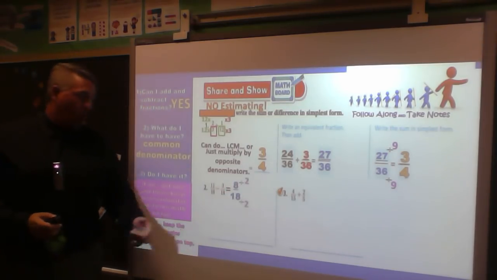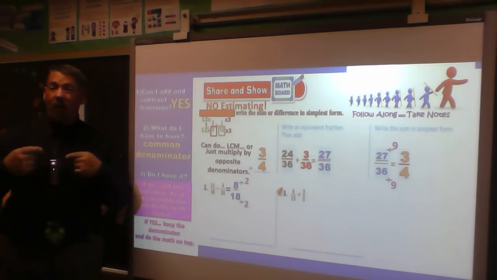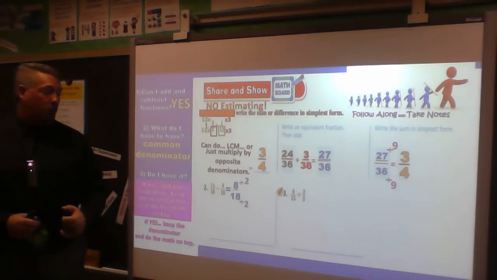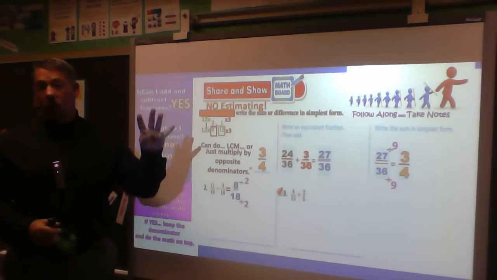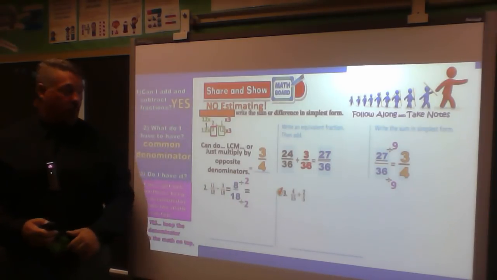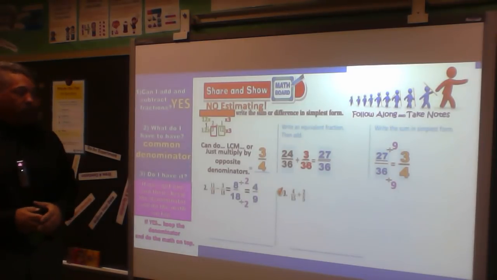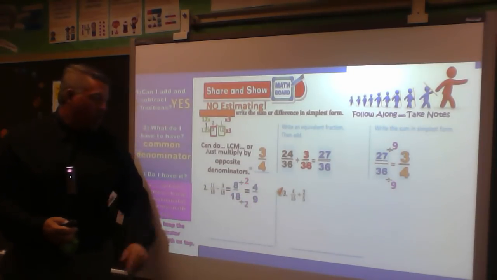So I reduce. Once again, reducing is dividing numerator and denominator by the same number. So 2 goes into 8 4 times, and 2 is going to go into 18 9 times, which ends up giving me a final answer of simply 4/9.